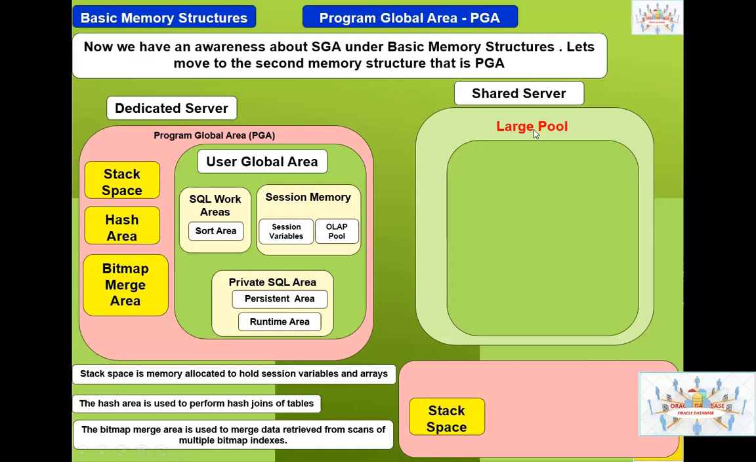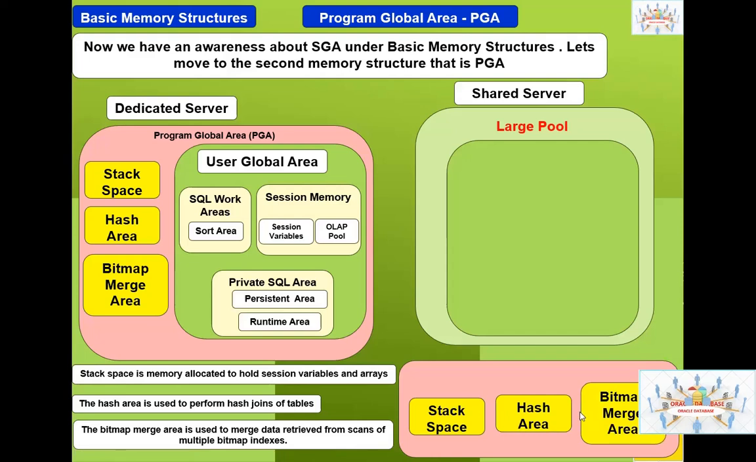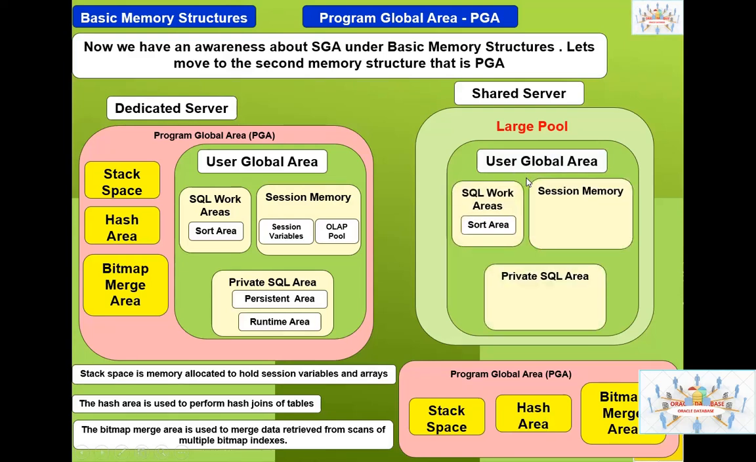In a shared server environment, as I mentioned earlier, these three components, that is stack space, hash area, and the bitmap area, are not going to change. Those things are definitely going to reside in the program global area. The variable component is the user global area. It's going to be either in the shared pool or in the large pool. Okay, hope it's clear. So that is dedicated server and shared server. All right, let's continue.